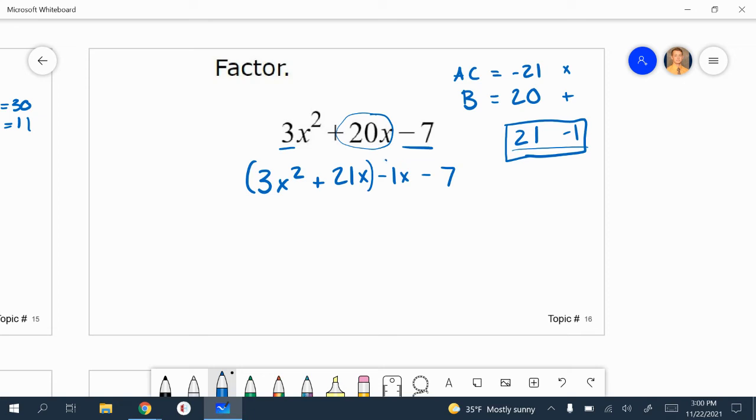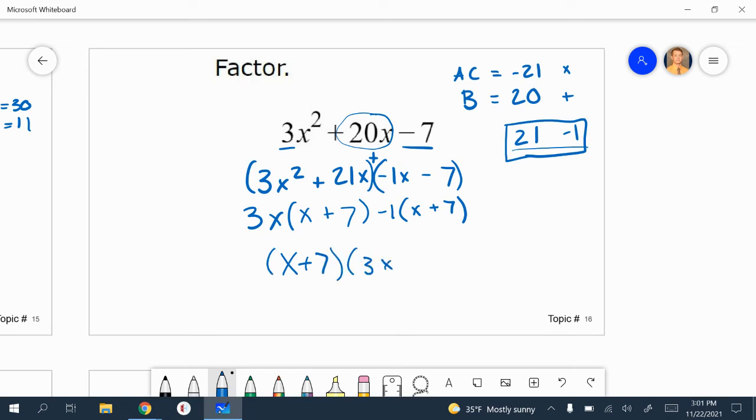Now I can go into grouping. And notice I have a negative there, so I'll have to change it to a positive between. Okay, and now I can pull things out. I'm going to pull out a 3 and an x. That will leave me with x plus 7. In the second group, I can pull out a negative 1, and I want to pull out a negative because it's in my first term. That'll leave me with x plus 7. So then my last step would be x plus 7 comes to the front, and then I'm left with 3x minus 1. That's it for topic number 16.